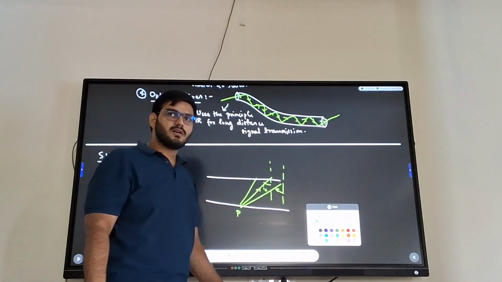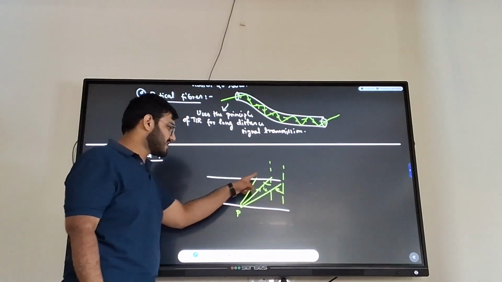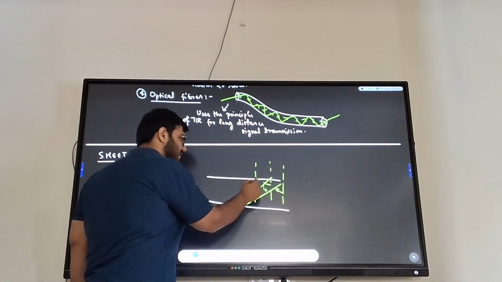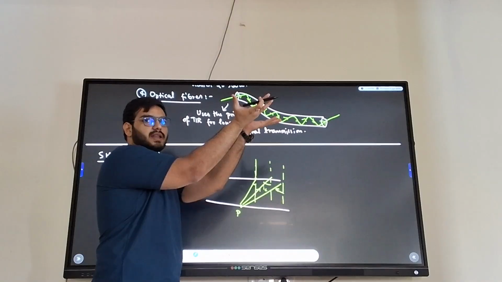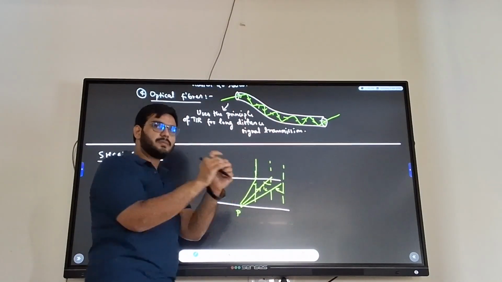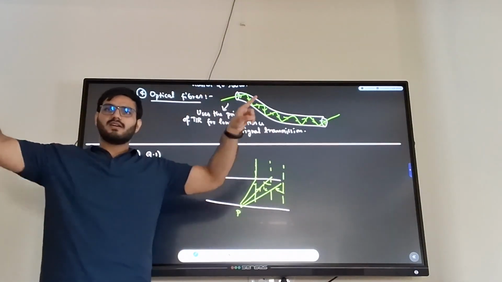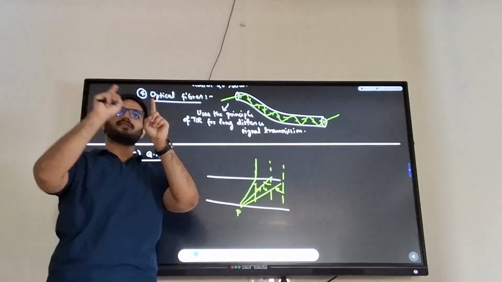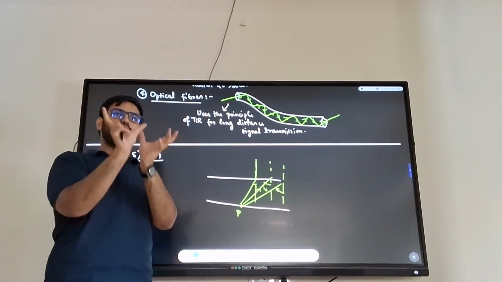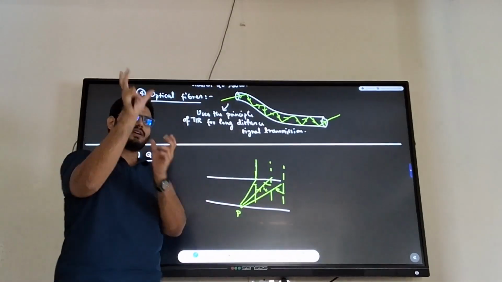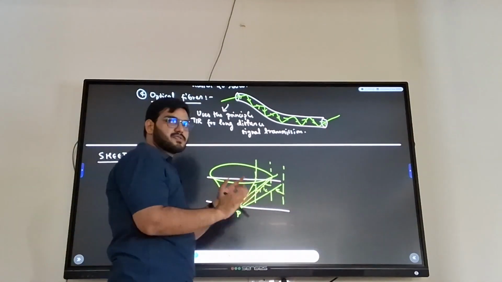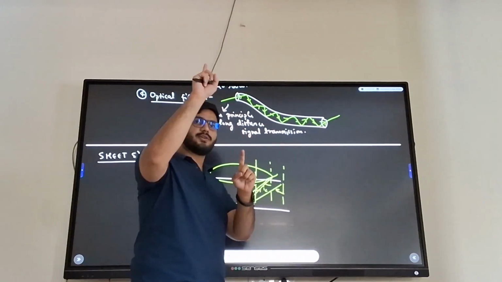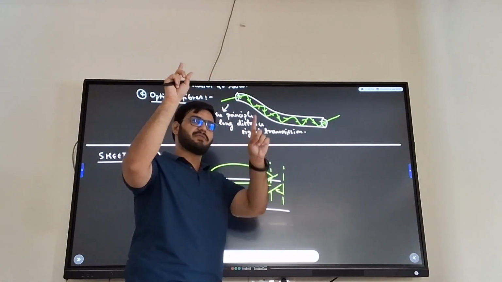For the cases for which I is less than IC, like this case, the ray of light has a possibility to come out. So you can imagine there are so many rays, and only for some of the rays, they create a cone. Can you imagine? It's a cone. For this cone, the rays of light have a possibility to refract out.